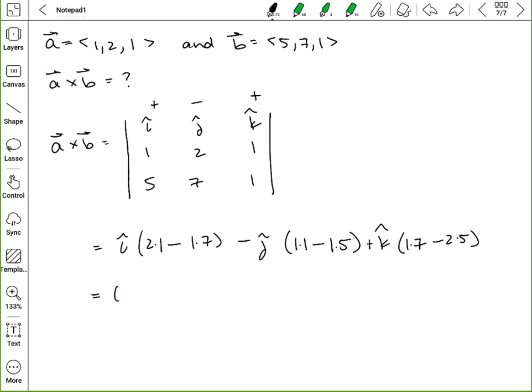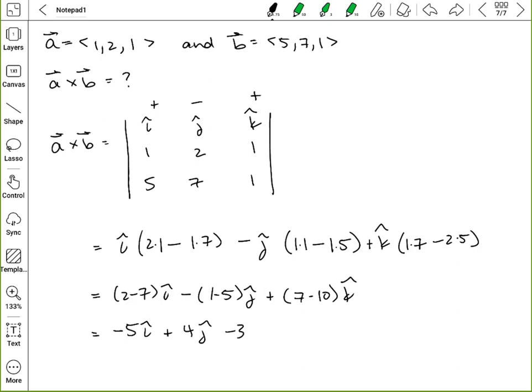So I've got (2 minus 7) i hat minus (1 minus 5) j hat plus (7 minus 10) k hat. So that's going to be minus 5 i hat. This gives me minus 4, and then the minus outside turns it into a plus 4 j hat. And then 7 minus 10 gives me minus 3 k hat. And I would write that in angle form like this, minus 5, 4, minus 3.